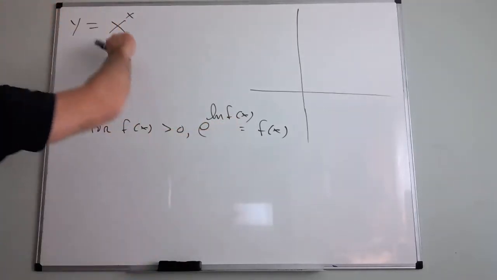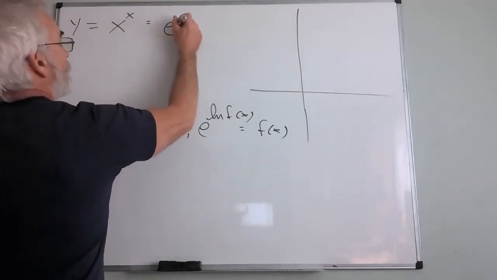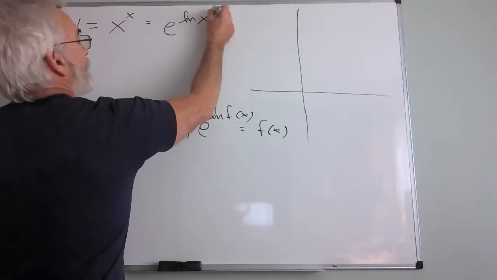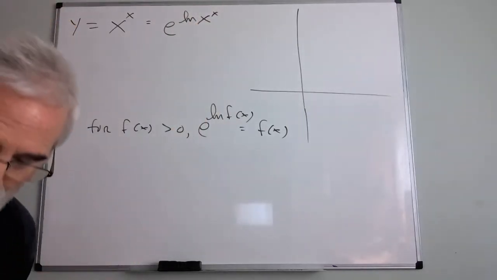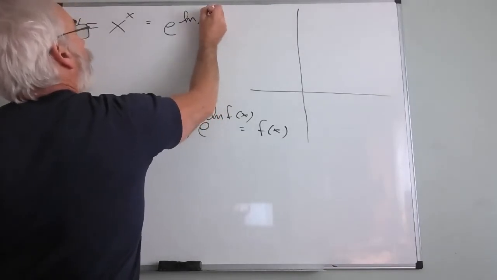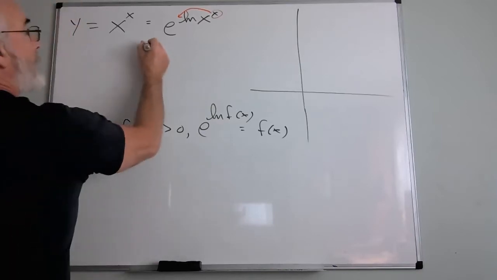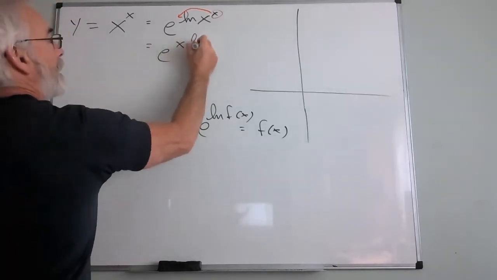So the trick to doing this problem is we change it to e to the log of x to the x. And then, of course, the most important of all of the log properties, you guys know this one, comes down, crashes in front. So we know that, and then that would equal e to the x log x.